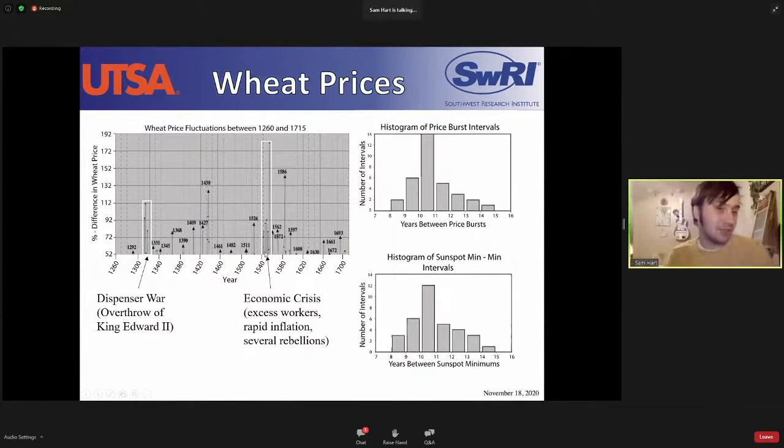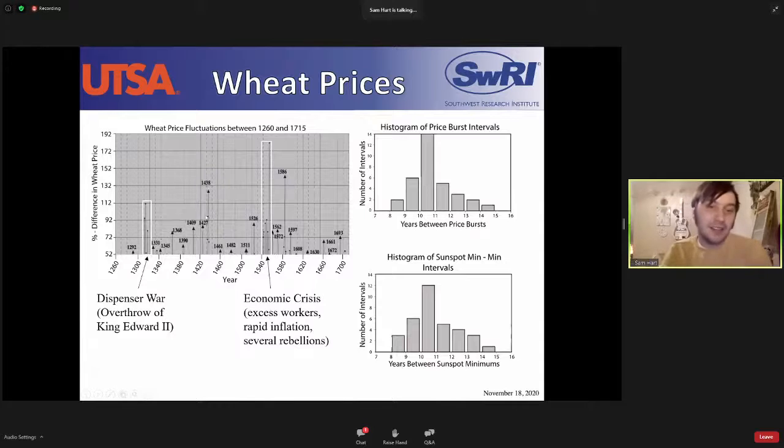The largest increases. For this study, the people that originally did this omitted the two times surrounded by the white rectangle. The first time because of the Despenser War, where they overthrew and possibly murdered King Edward II. So there was a lot of political turmoil. And then the second one, there was a huge economic crisis where they had way too many workers and there were a lot of rebellions. So those times were omitted for this study.